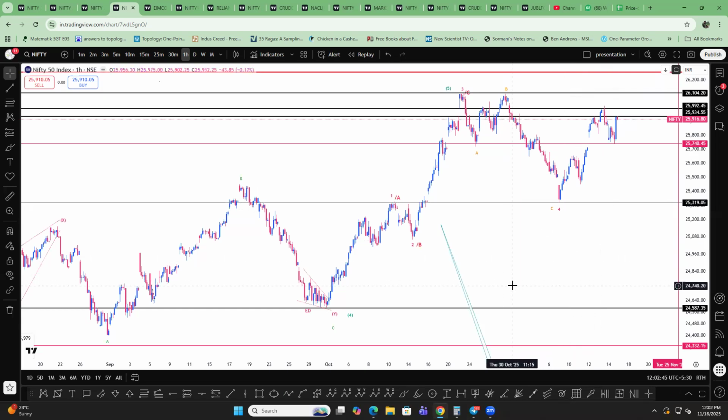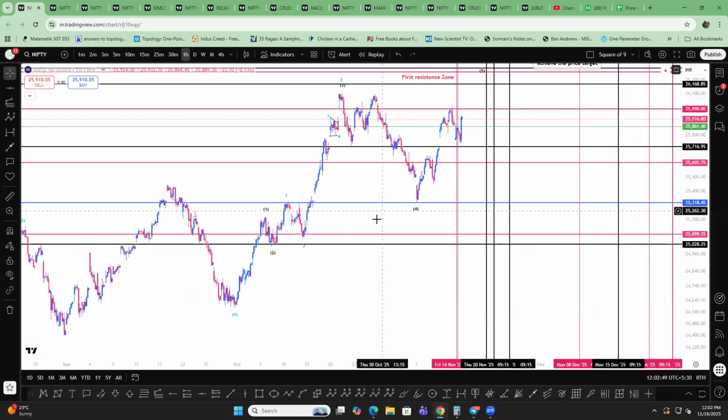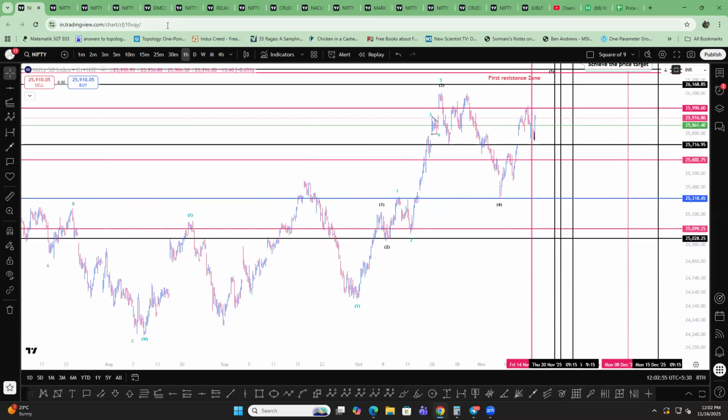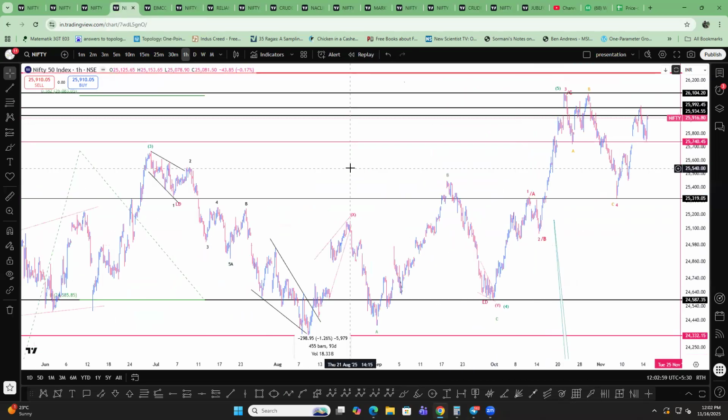Right. So having this in mind, let's analyze the upcoming probability of the market. What can the market offer us? See, the market can offer us this thing.